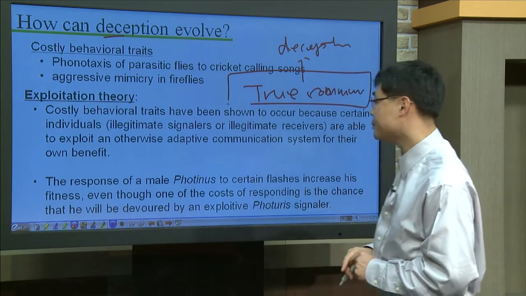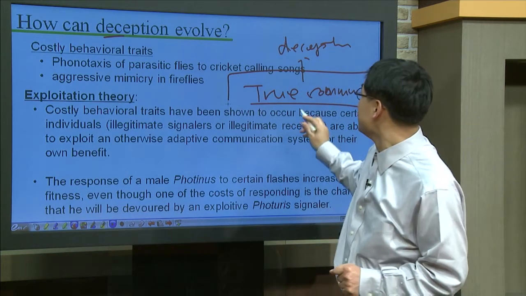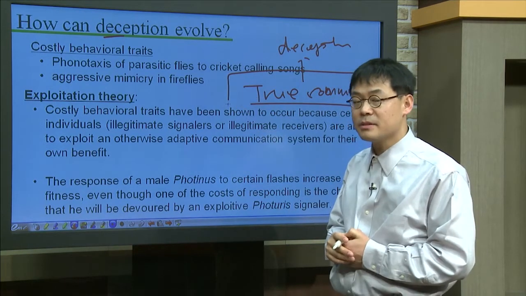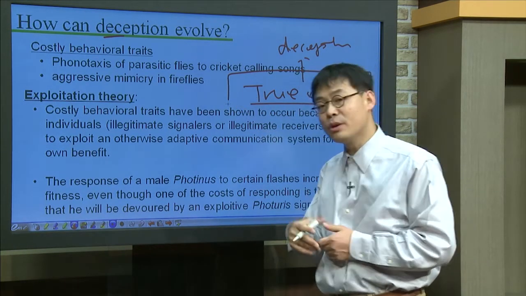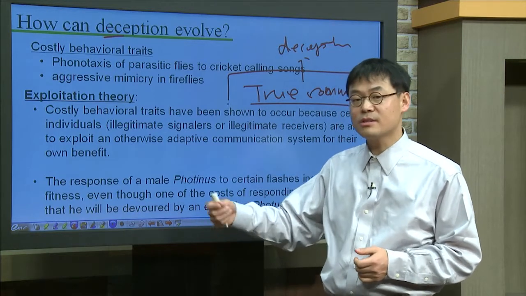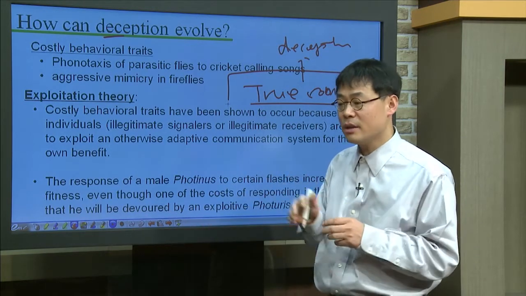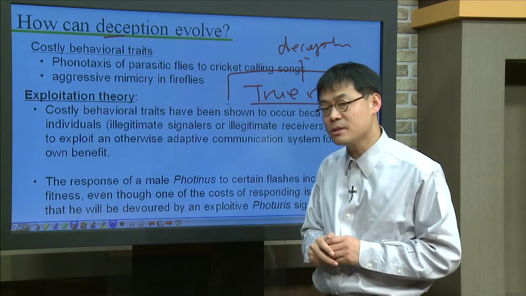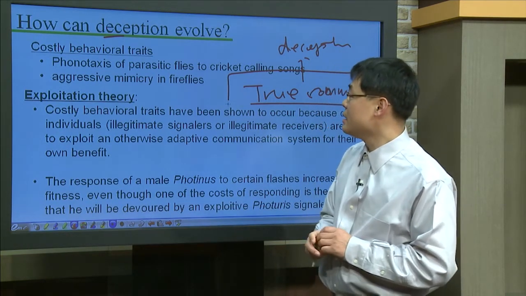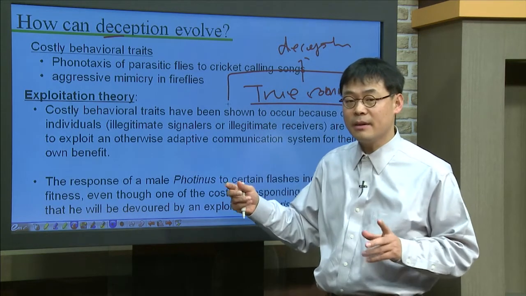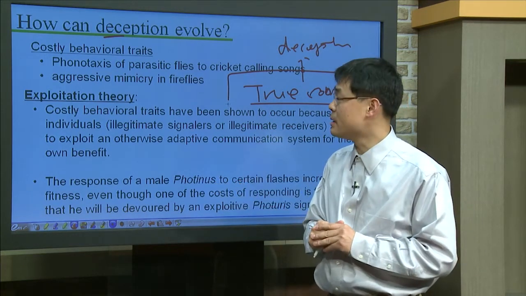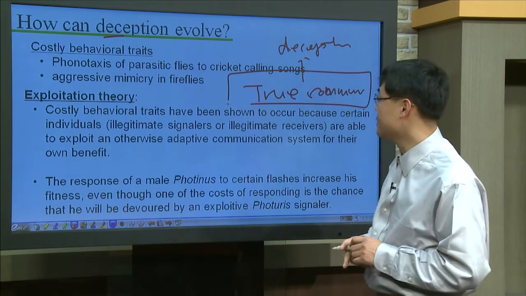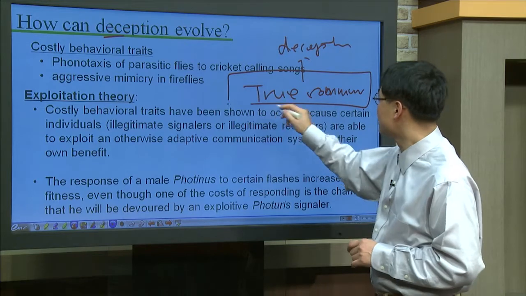So the male fireflies, the Photinus male fireflies, they don't want to be lured by the flash signals of the other species. He is intended for the female flash patterns of his own species, but he's exploited by the Photuris female fly. So again, this deception can only evolve out of these true communications.